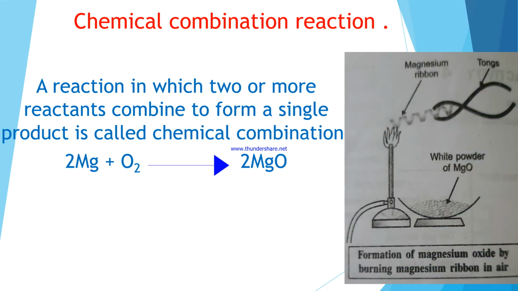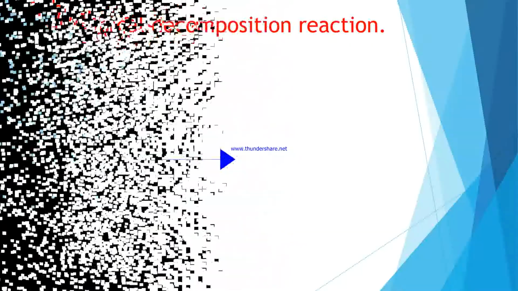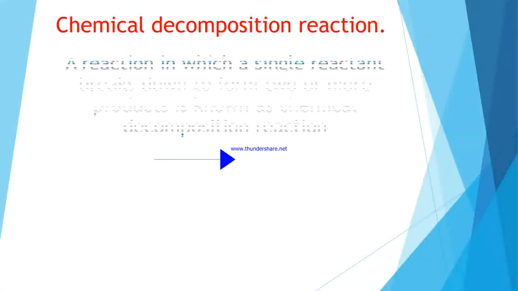In the supportive image, you can see a magnesium ribbon held with tongs burning in a fire. It results in the formation of magnesium oxide, which is a whitish powder collected in a watch glass beside the Bunsen burner. And the other type of chemical reaction is the decomposition reaction.